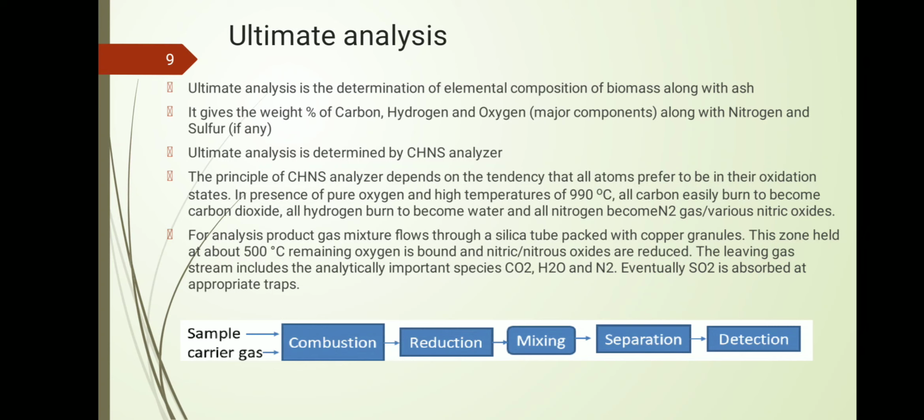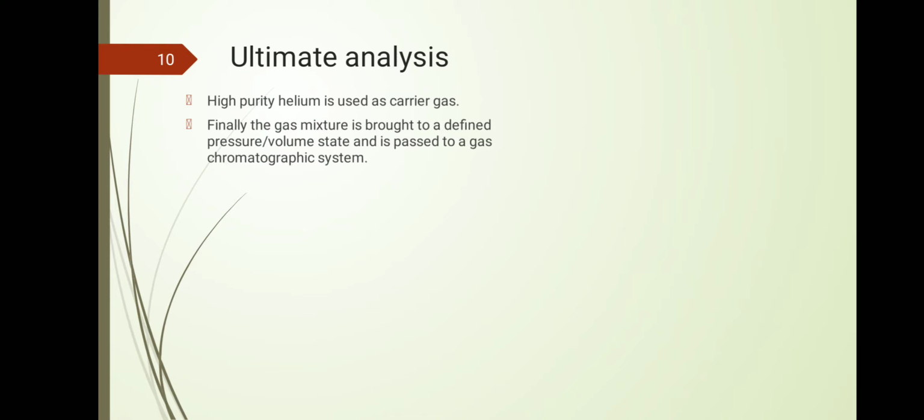For this we have to use a carrier gas also, because we have to carry this product gas through different sections. First combustion takes place, our biomass is combusted, and that gas is to be carried through reduction zones, mixing zones, separation zones, and finally we have to detect that. So we use a carrier gas, and mostly we will be using helium. High purity helium is used as a carrier gas, and these are passed through the gas chromatographic system.